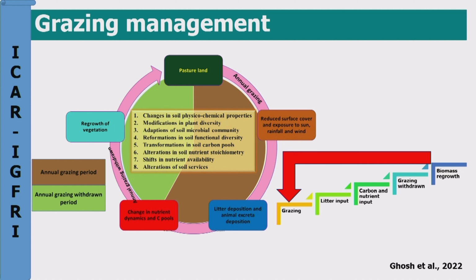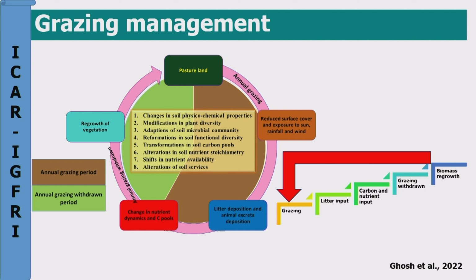the surface cover is reduced, and it exposes the soil to rainfall, water, and wind, which may cause soil erosion. But the litter input from the animals also acts as a source of nutrients to the soil, and it changes the biogeochemical cycles of the nutrients, and it helps in the regrowth of the biomass, which helps in the growth of the pasture biomass and allows grazing again.